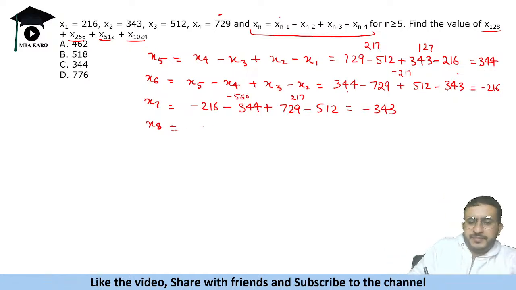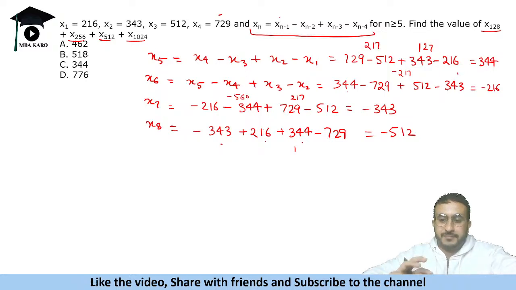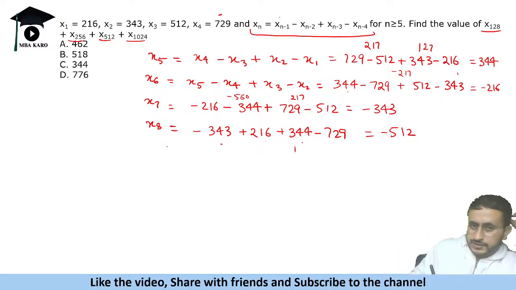So x8 अगर हम निकालेंगे that will be minus 343. Okay, फिर उसके बाद ये माइनस करेंगे so plus 216 हो जाएगा. फिर प्लस करना है 344 is the previous term and minus 729. Okay, so this plus this is 1, 217 minus 512 आ जाएगा minus. So we will get some negative terms also. So then x9 भी निकाल लेते हैं. x9 will be minus 512, right?